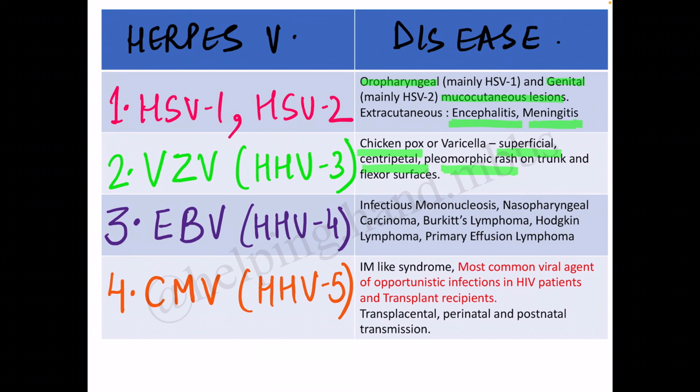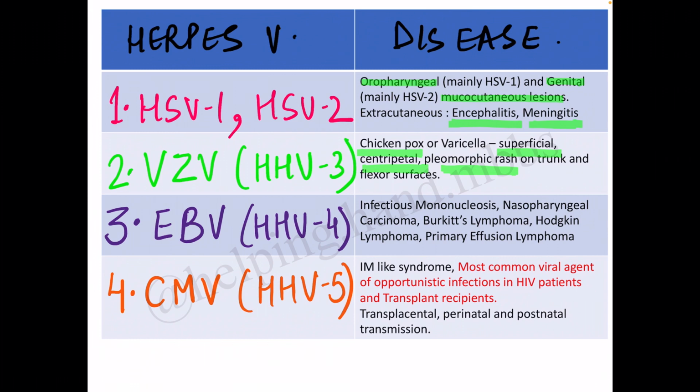Pleomorphic means that the rashes, once they appear at some place, will start to change stage, and then lesions will start at some other place. So different rashes will be in different stages of their development, and they are present on the trunk and flexor surfaces. Then we have the Epstein-Barr virus, which causes diseases like infection.